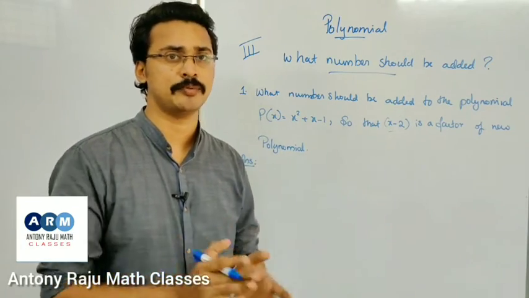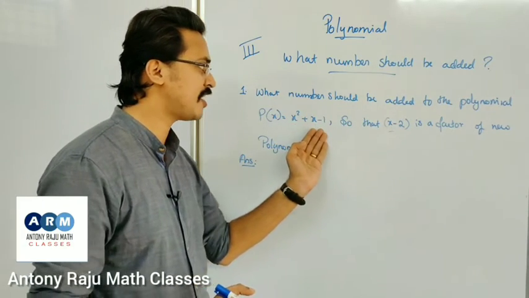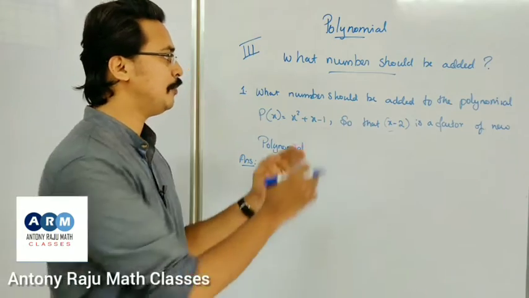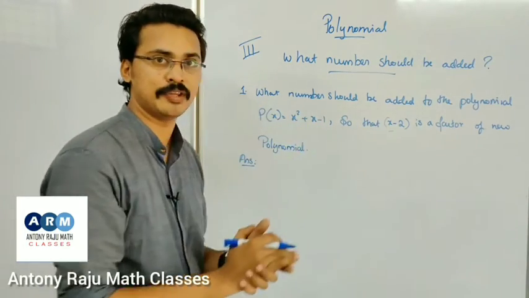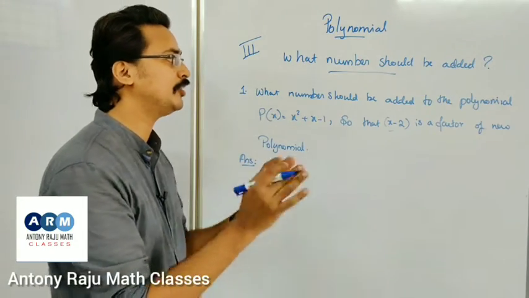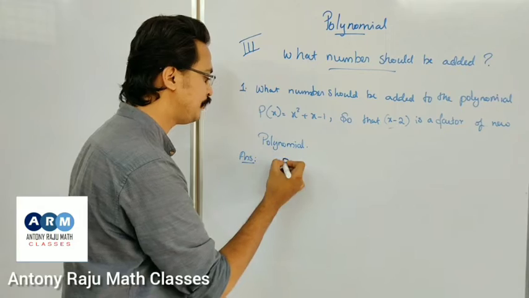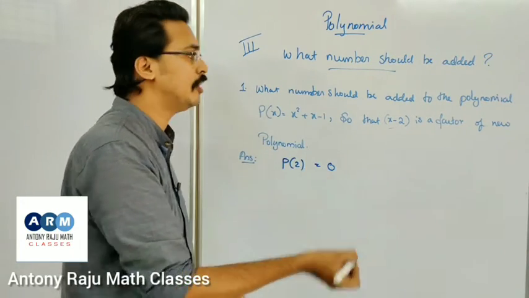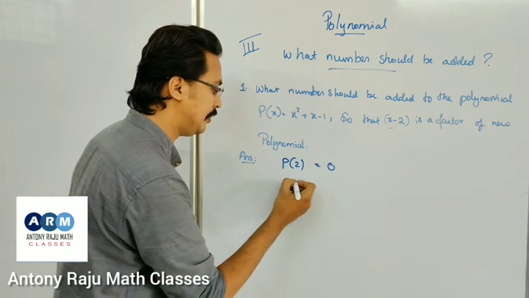Example: what number should be added to the polynomial x square plus x minus 1 so that x minus 2 is a factor of the new polynomial? The new polynomial must be divisible by x minus 2, so p of 2 will be 0. The remainder is 0 for the new polynomial. Now, the p of x.